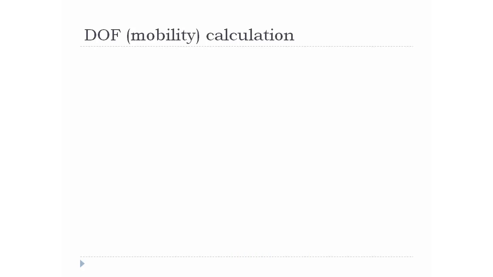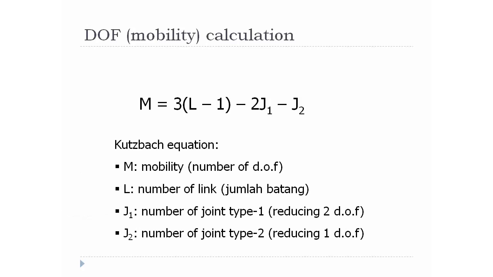Now I will teach you how to calculate the mobility, or the number of degrees of freedom. We can calculate it using this equation. It's actually the Kutzbach equation. M equals 3 multiplied by (L minus 1) minus 2J1 minus J2. M itself shows us the mobility. What is mobility? Mobility is actually the number of degrees of freedom. L is the number of links. In Indonesian, jumlah batang.